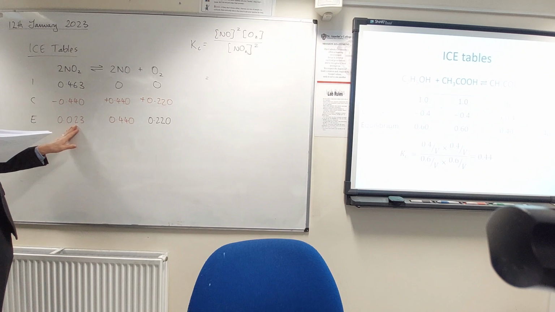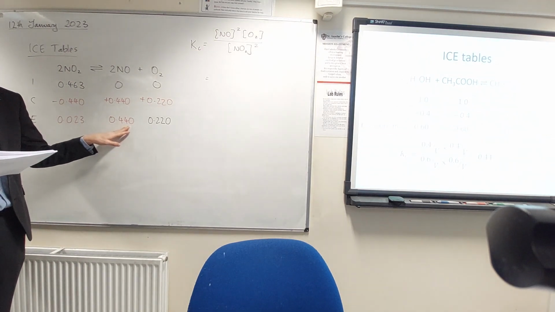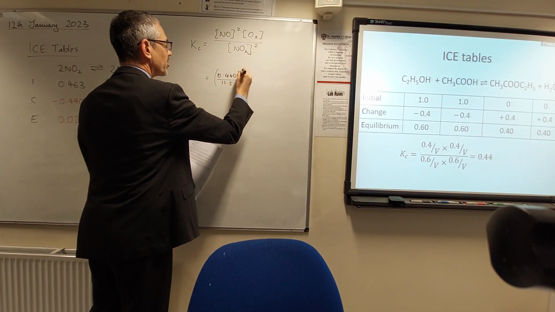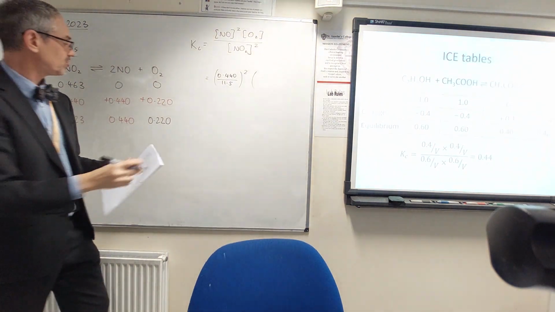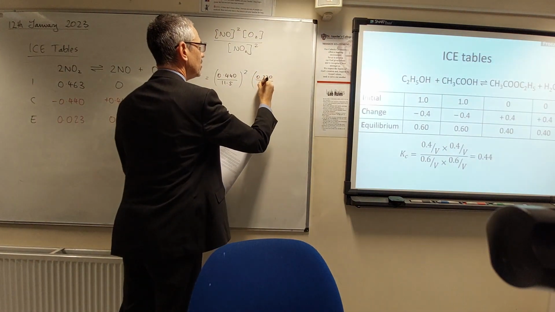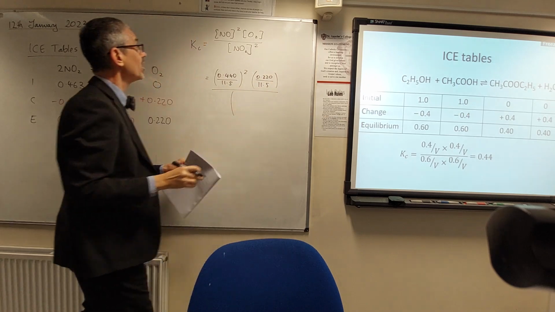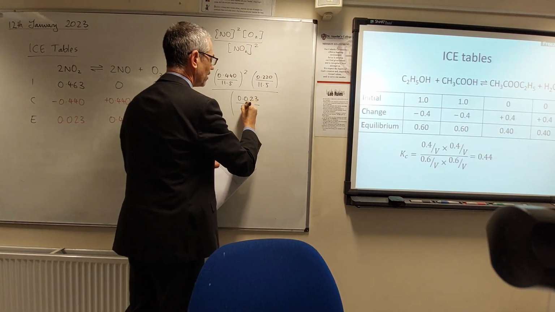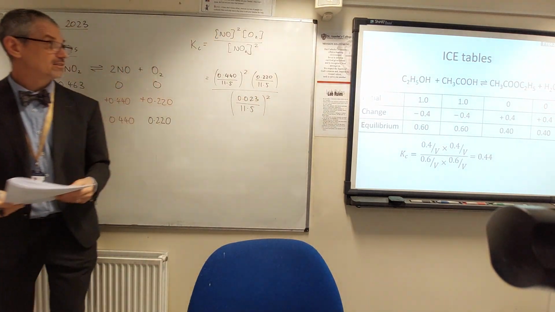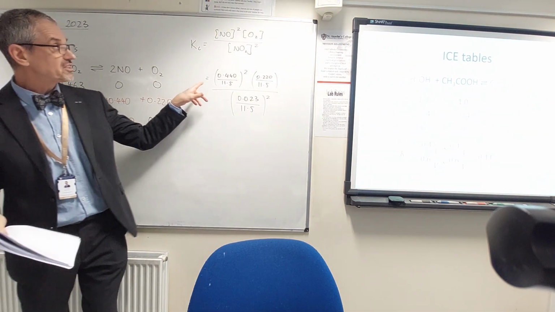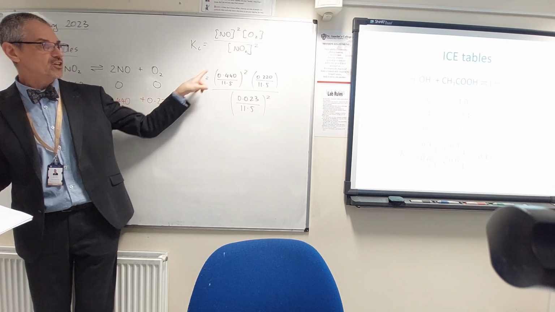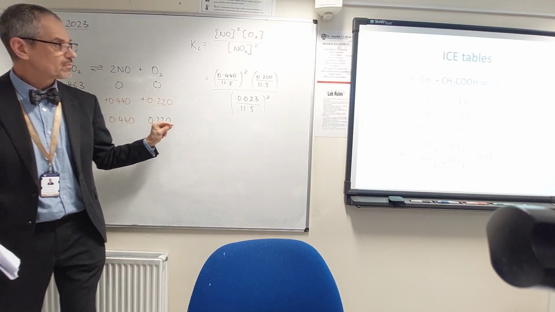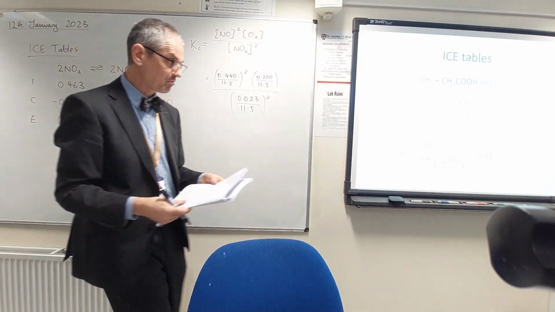Concentration is moles over volume. So moles of NO is 0.44 over 11.5, all squared. O2 is 0.22 over 11.5, and then that's all over NO2, 0.023 over 11.5, all squared. Notice I've switched to round brackets now, because we're not saying the concentration of these numbers, we're just saying these numbers. These numbers are the concentration. So round brackets have become appropriate again.